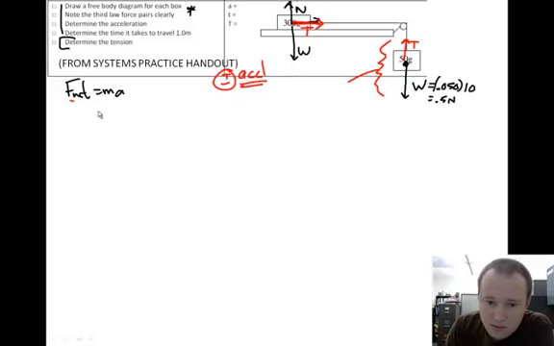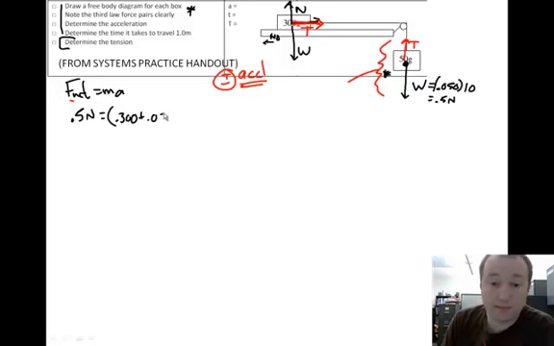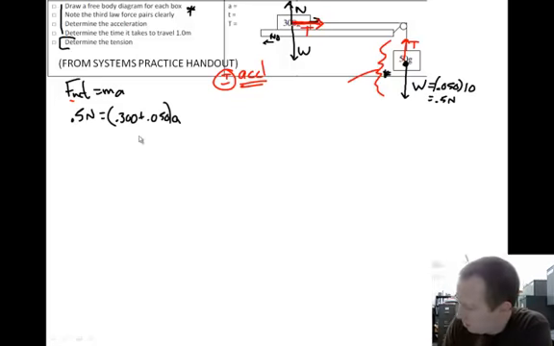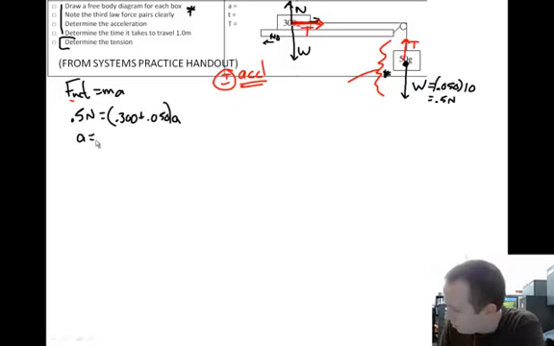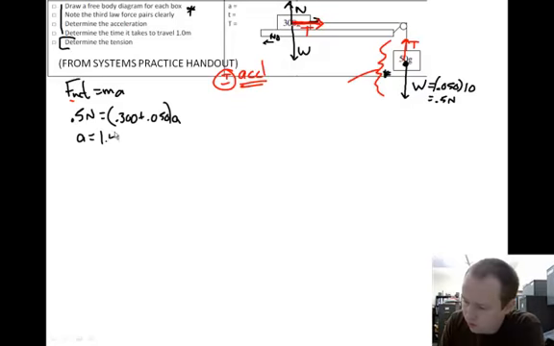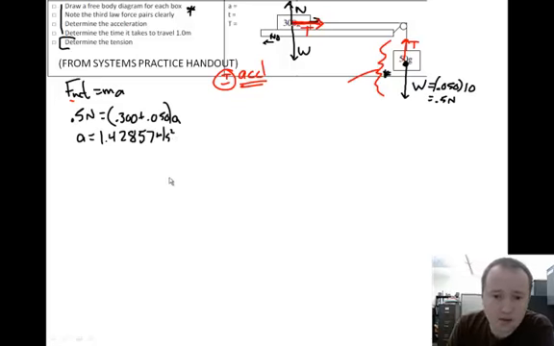My F net for my system is going to be 0.5 newtons. The reason is I have no force backwards off of this guy, so the only force that's accelerating my system is this one right here. The mass that's being accelerated is the guy on top plus the hanging one, and so I get my acceleration. I get an acceleration of 1.42857. I purposely haven't rounded that much, so we can use that later to draw some conclusions.